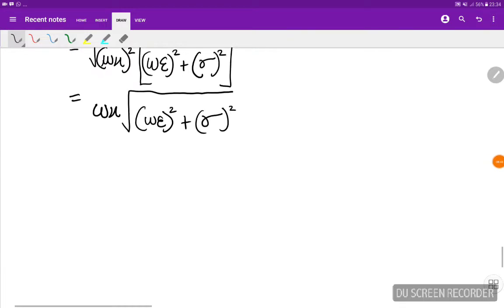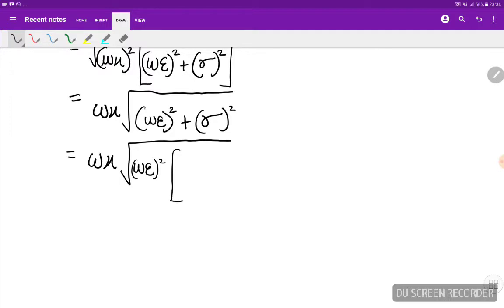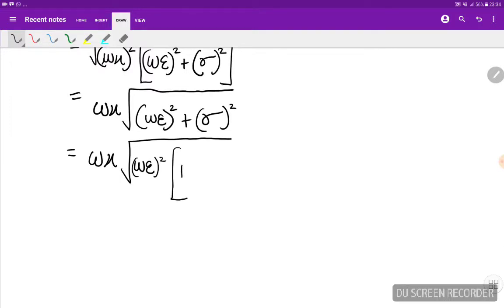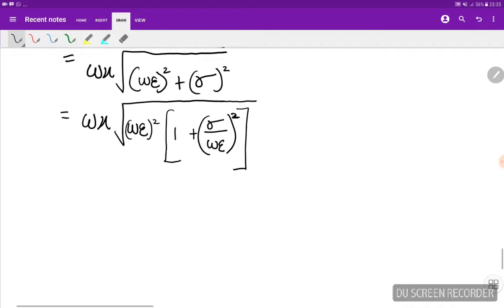Okay, so I can decide to factorize ωε out of it again. If I factorize ωε, I get the square root of ω²ε² all into bracket 1 plus conductivity over ωε, all squared. So I just factorize it out. You know that this is going to be ωε squared and conductivity squared separately, but since they're the same thing, I'll just put it back inside. Alright, so we know we're going to have this.